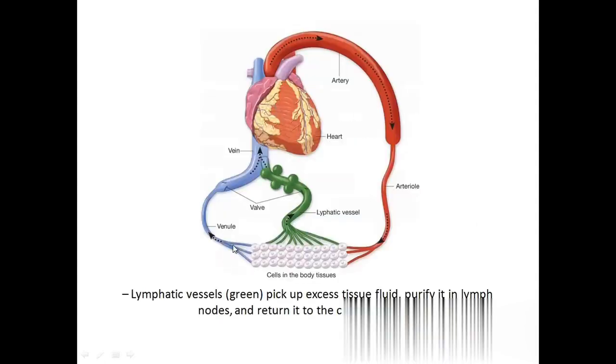And again, the cellular part, RBC, WBC, platelets, and plasma proteins will return into these veins. The tissue fluid alone will be drained by the lymphatic system. Finally, the plasma and the cells combine here again and go back to the heart.